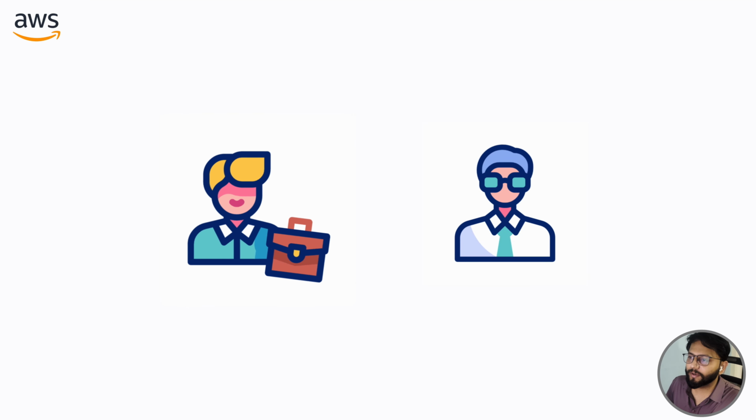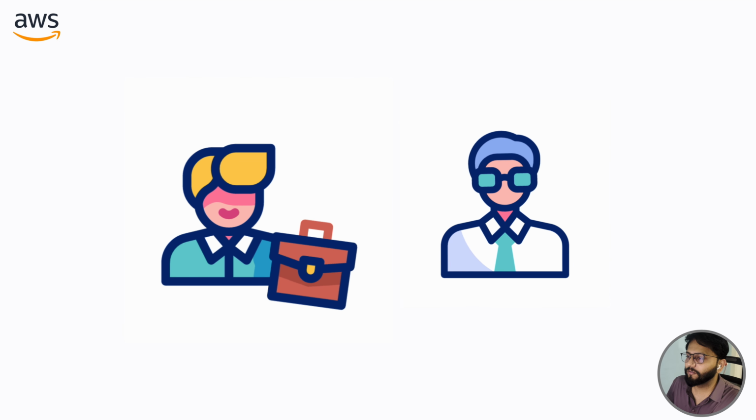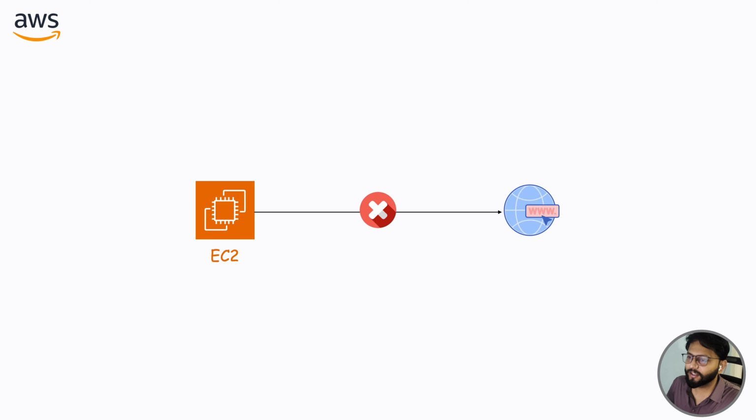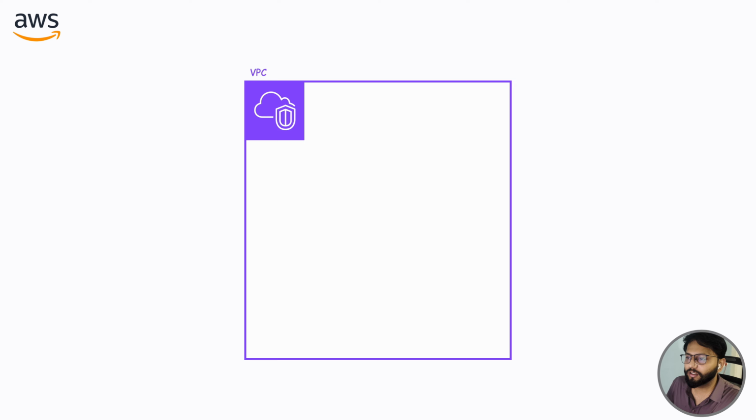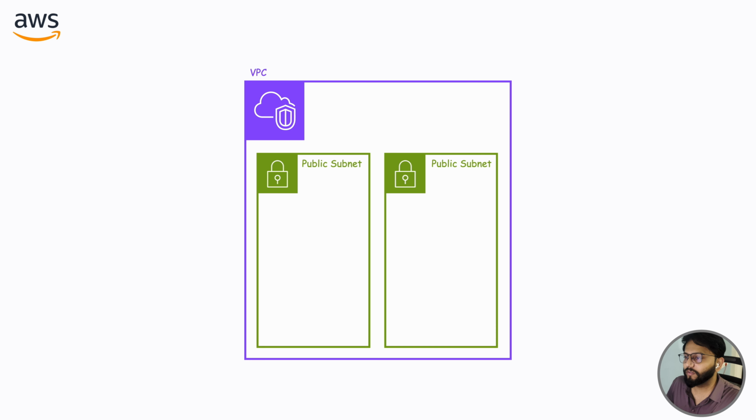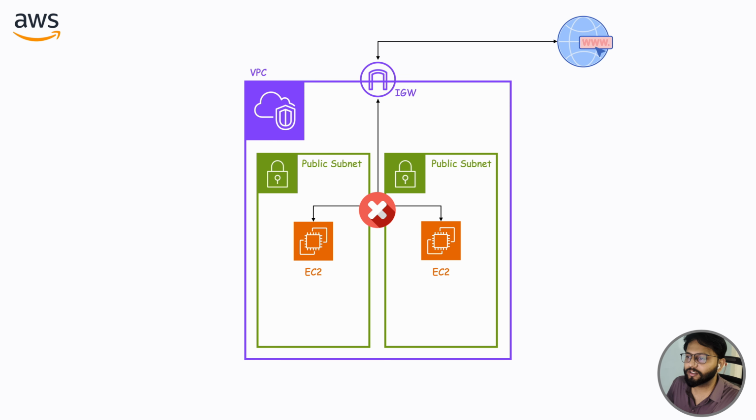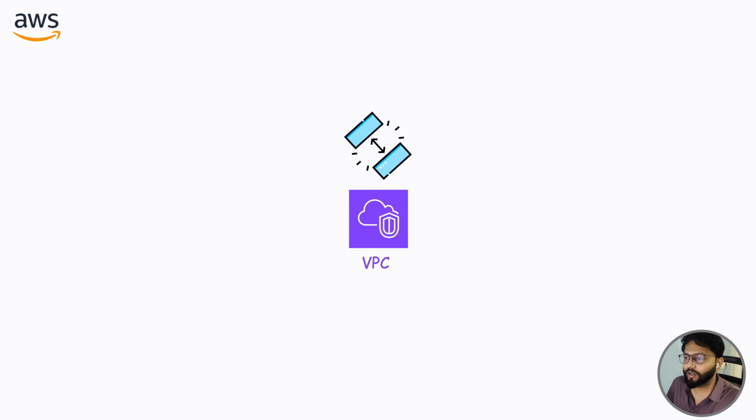Here is the question that separates junior engineers from architects. Why can't your EC2 instance connect to the internet? You have got a VPC, you have got subnets, you even attach an internet gateway, but your application still can't reach the outside world, and you have no idea why. This is the VPC knowledge gap.